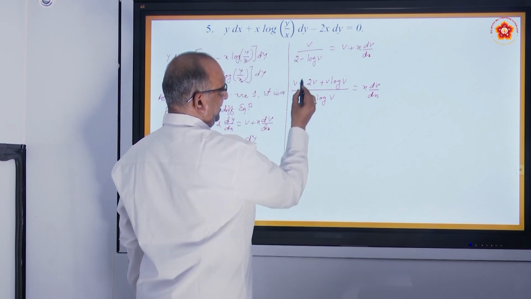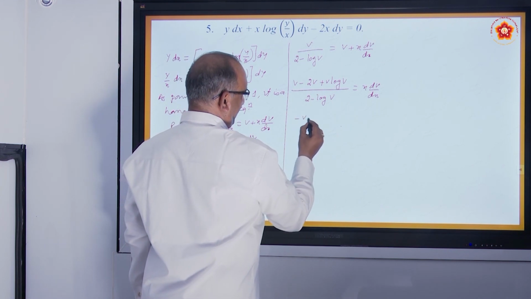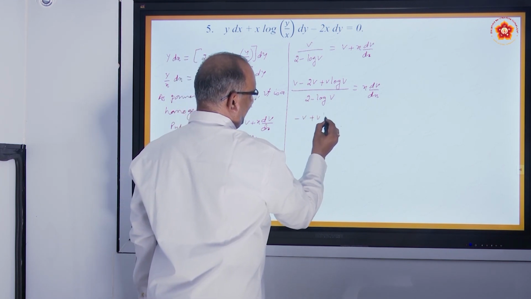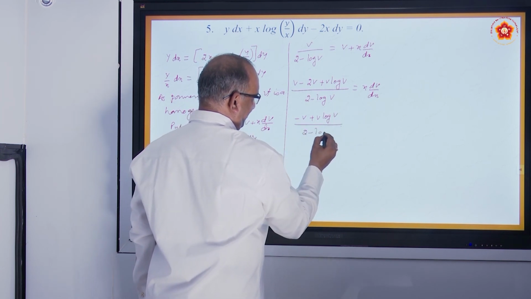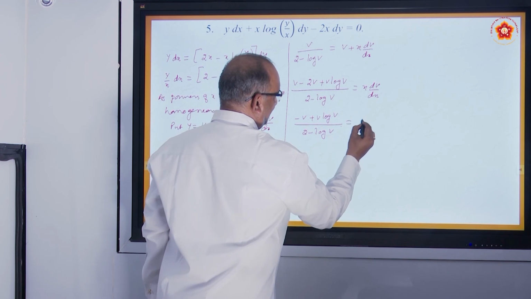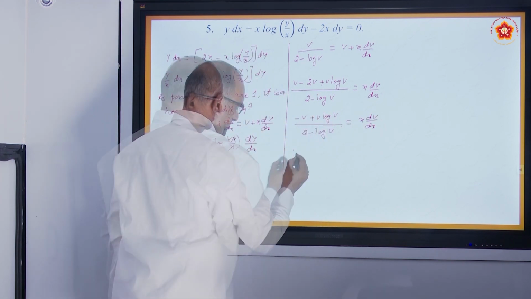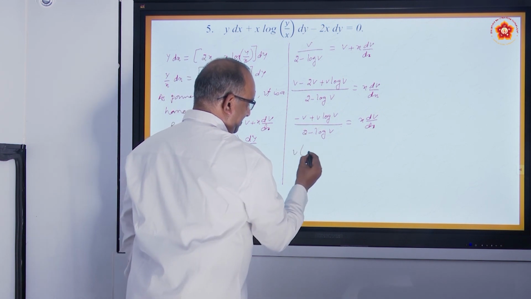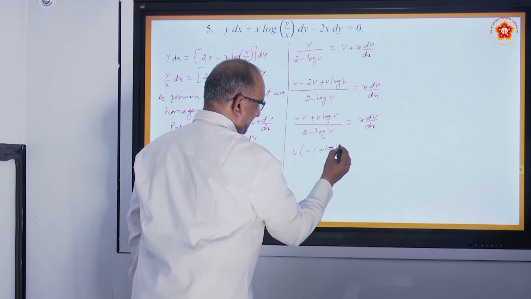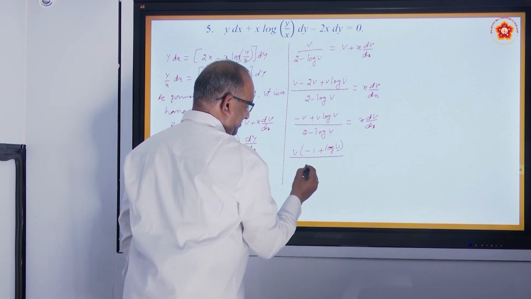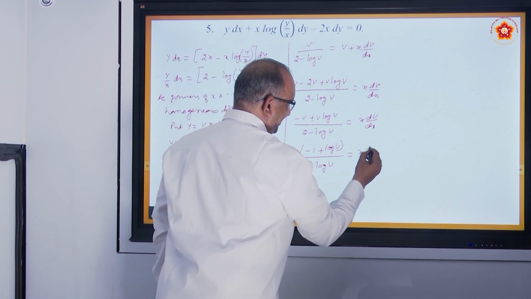Here v minus 2v will get minus v plus v log v upon 2 minus log v equal to x dv by dx. Take v common, you have minus 1 plus log v upon 2 minus log v equal to x dv by dx.